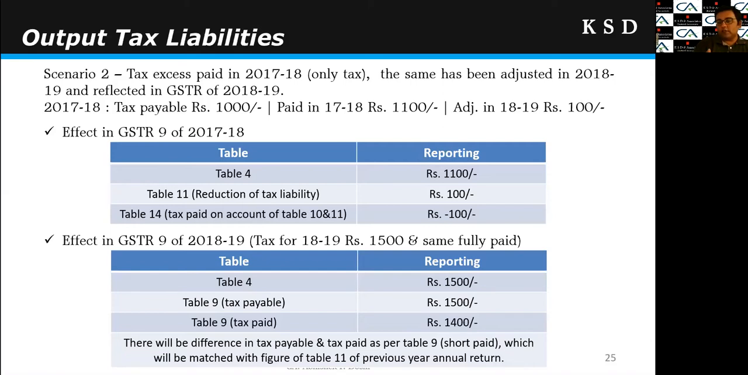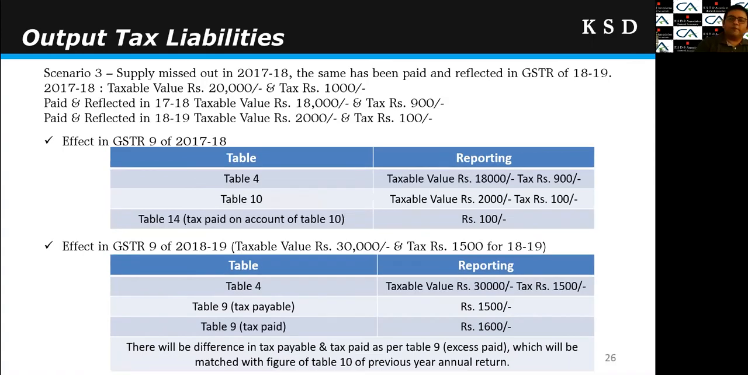So this reporting may attract the attention of the portal or authorities directly. But there is no solution to this. So we have to live with this, but we should make proper disclosure about this difference: why there are short paid taxes, why tax payable is on the higher side and why tax paid is on the lower side. And the difference amount exactly ties with the table 11 figure of the previous year annual return, right?